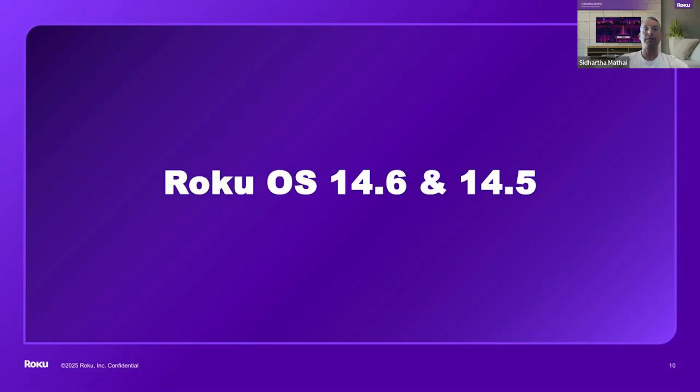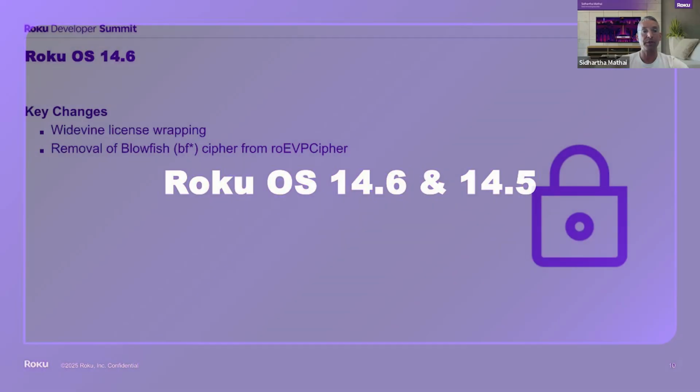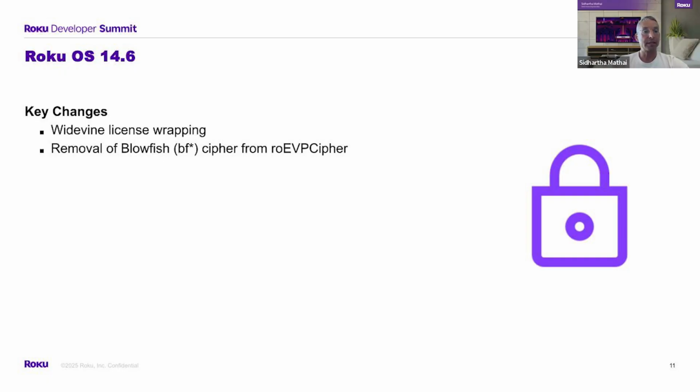Now we will go back and see, as reminders, what had been added in 14.6 and 14.5. So in 14.6, we had the Widevine license wrapping, and those are the fields that were added. The four fields added at the time were license request template, the second one was template type, then we had a response field, and finally a request field. In 15.0, it is the request field that got a little bit of an addition. And as well, in 14.6, we removed the Blowfish cipher from roEVPCipher.